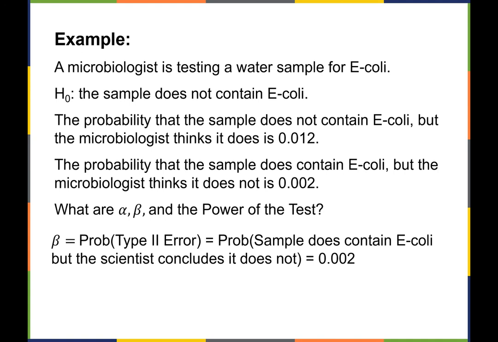Finally, what is the power of the test? Well, remember, the power of the test is always going to be 1 minus beta. In this case, it's 1 minus 2 thousandths, so that's 0.998, right? So that's the power of our test. All right, that's all for section 9.2, which covered type 1, type 2 errors, alpha, beta, and the power of the test.